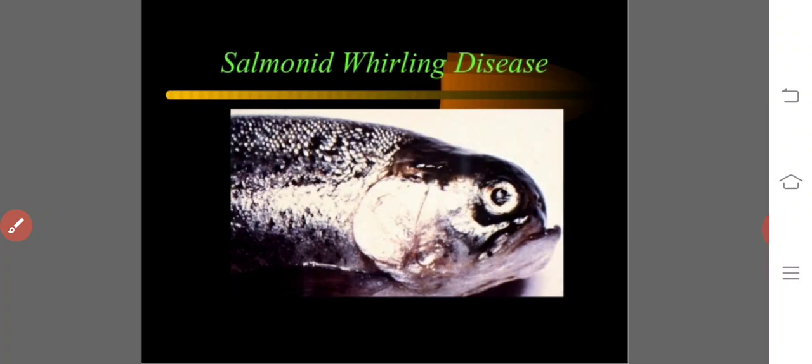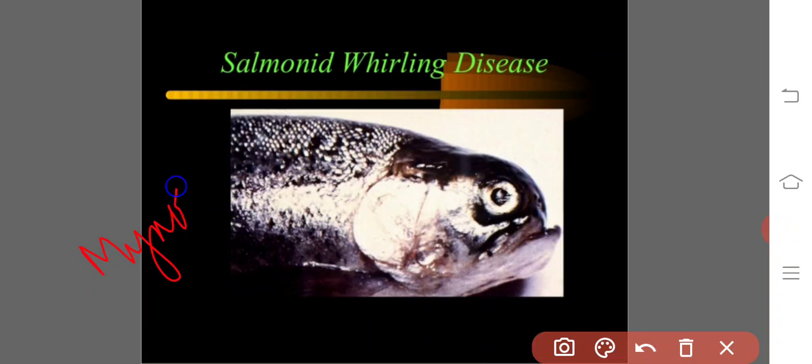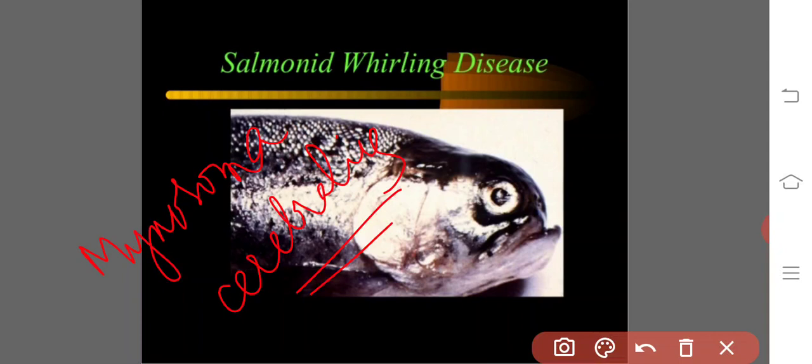This is the whirling disease in salmonid fish. This disease is caused by a myxosporidian protozoan, which is called Myxosoma cerebralis. Myxosoma cerebralis is a protozoan parasite which belongs to the myxosporidian group.